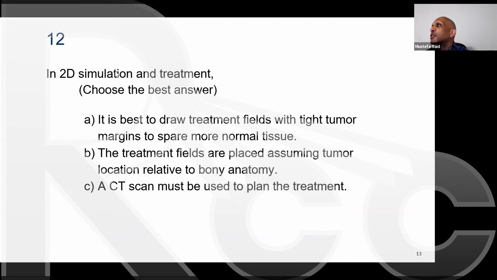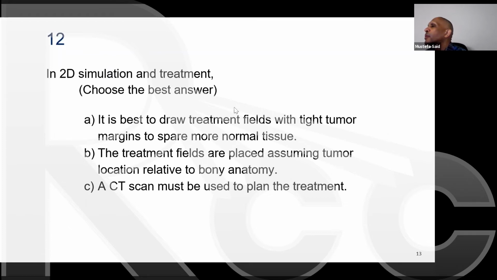Next, on simulation and treatments. A, it is best to draw treatment fields with tight tumor margin to spare more normal tissue. B, the treatment fields are placed at a single tumor location related to bony anatomy. C, a CT scan must be used to plan the treatment. Great again, 66% of you answered the right answer, which is B.